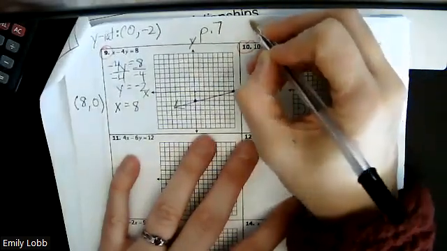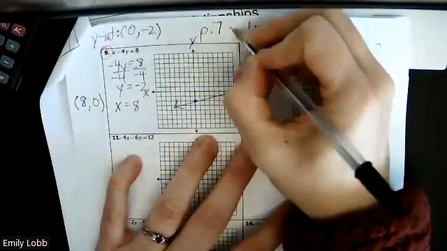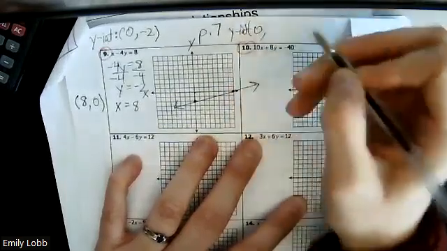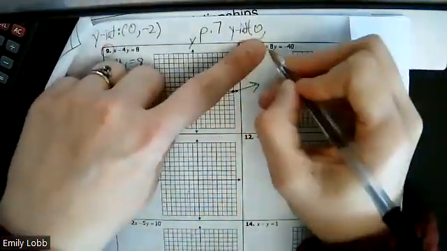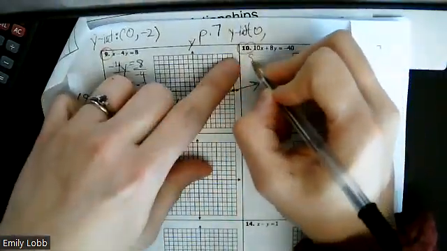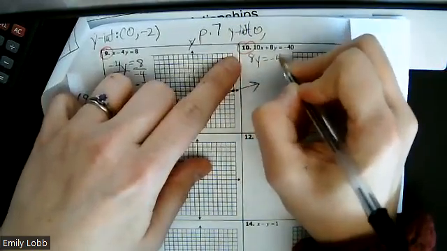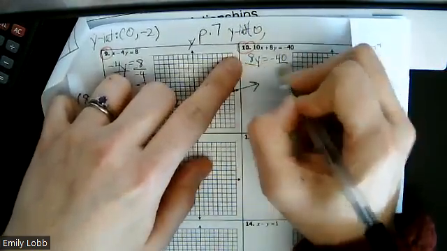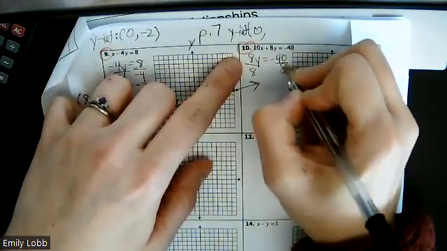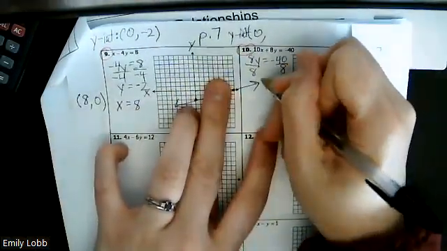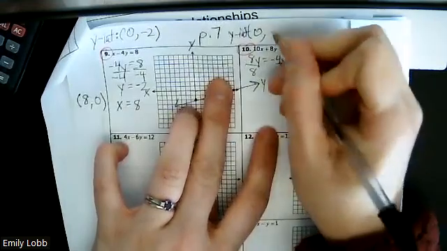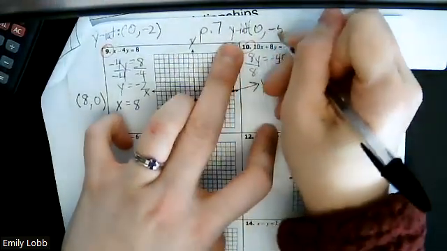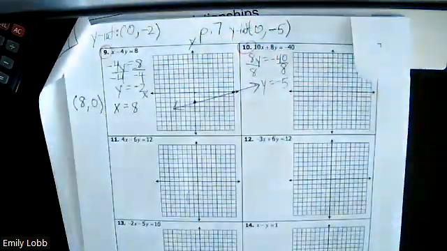So if x is 0 and we're finding the y-intercept, we just have 8y equals negative 40. Then you just have to remember when you're solving for y, you're getting the y-intercept. So y equals -5 here. So this is a y-intercept of 0, -5.